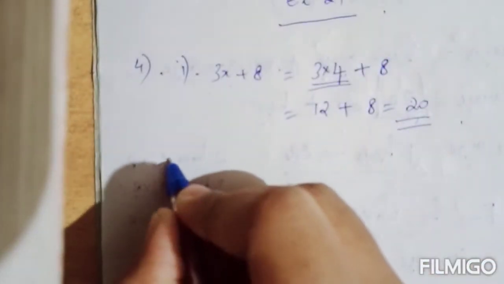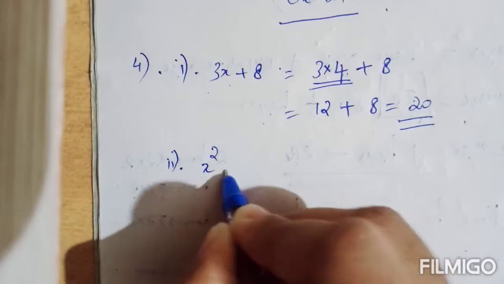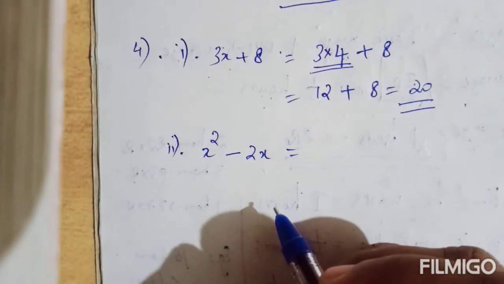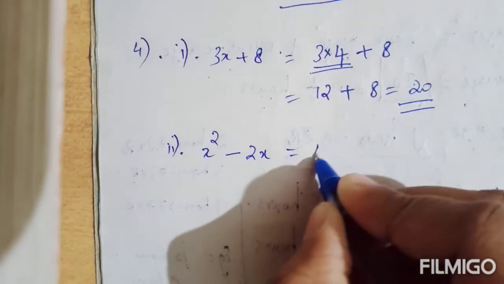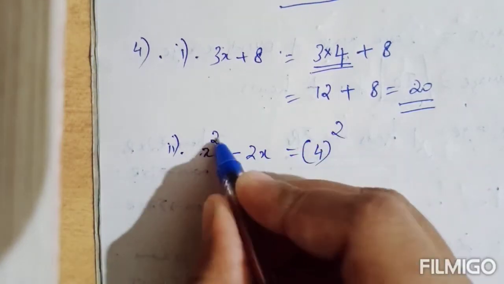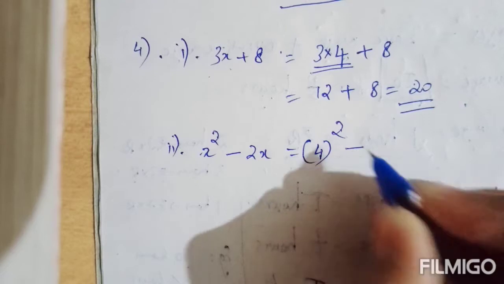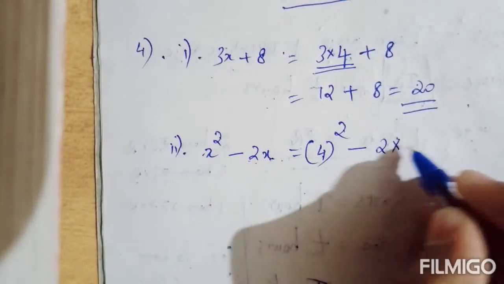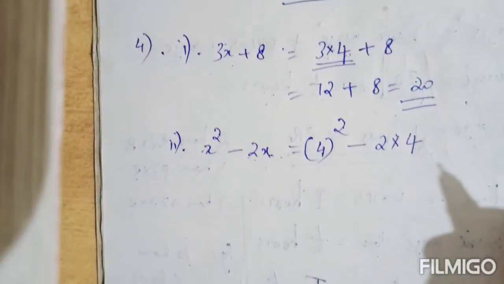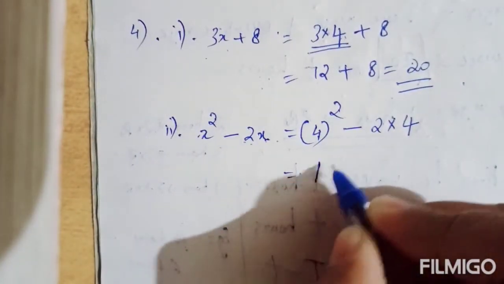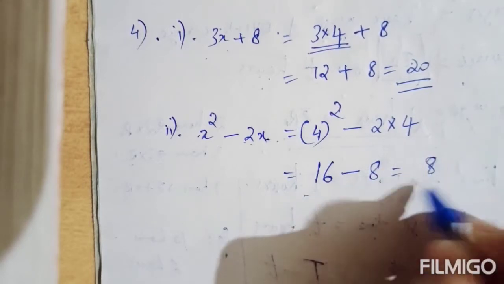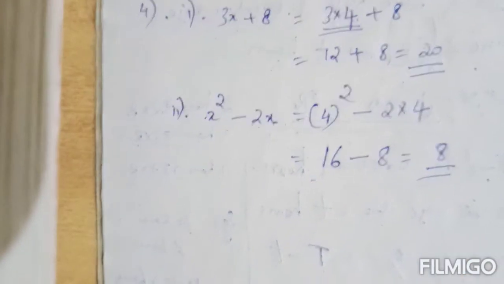Second one, x square minus 2x. The x value is given as 4. So you can write 4 square minus 2x, that means 2 into the x value, which is 4. So 4 square is 16, minus 2 into 4 is 8. 16 minus 8. 8 will be the answer.